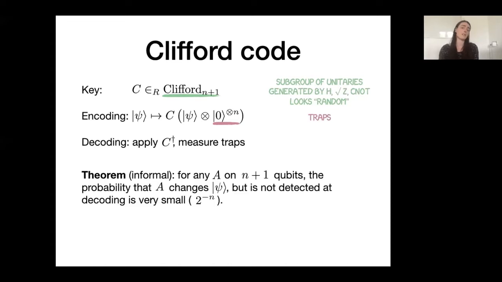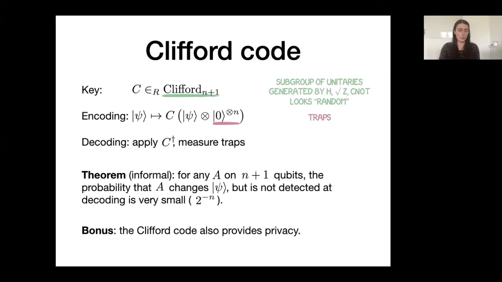And the guarantee that the Clifford code gives us is exactly this. For any attack A on an authenticated state of n+1 qubits, the probability that A changes the data psi but is not detected, that it still produces an all-zero measurement, is very small, inverse exponential in the security parameter n. This is due to the structure of the Clifford group, which effectively randomly distributes an attack to all the qubits, including the traps.